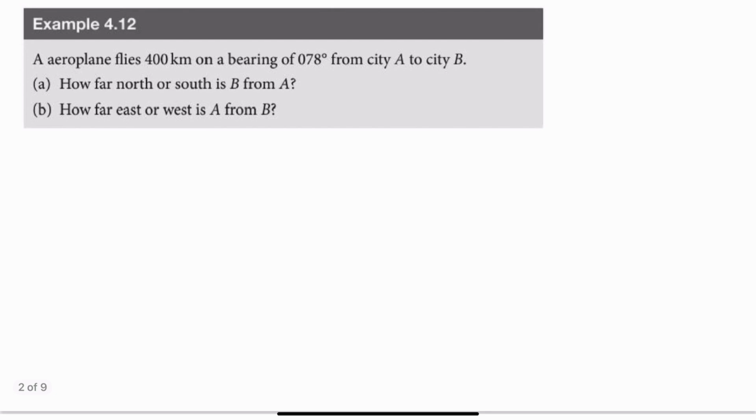When you start with bearings, you have to give yourself space because initially you don't really know where you're going to end up. In this case, there's only one bearing and it's 78 degrees. So I'm thinking, when I showed you north, east, south, west, remember that east was exactly 90 degrees from north. So if I'm traveling 78, I have an idea that I'm going to end up northeast from where I started.